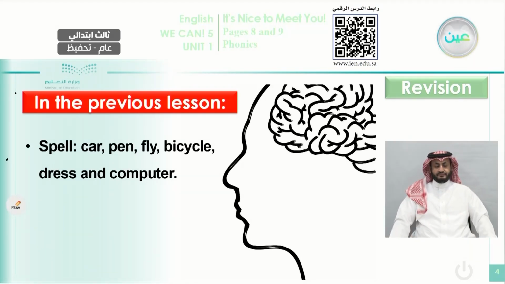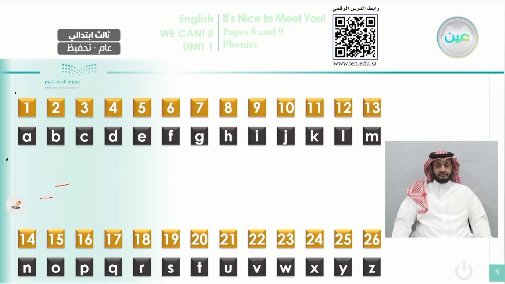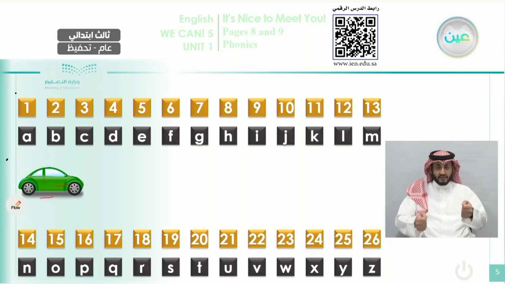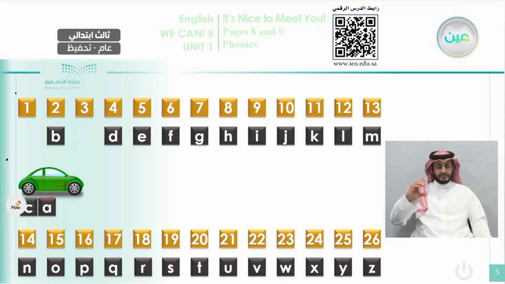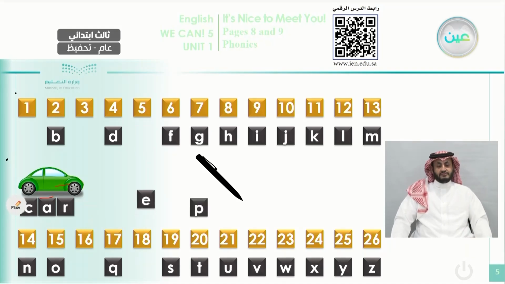In the previous lesson, you could spell car, pen, fly, bicycle, dress, and computer. Are you able to spell these words? Let's check here. The first one here, we can see a car. How do you spell car? It can be spelled like this, C-A-R. And what is this? This is a pen, and it is spelled P-E-N.